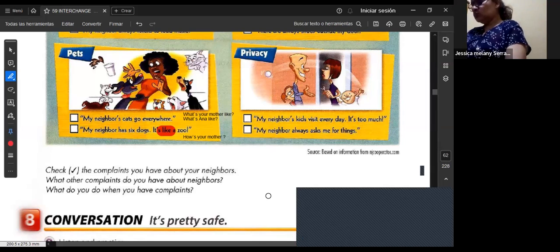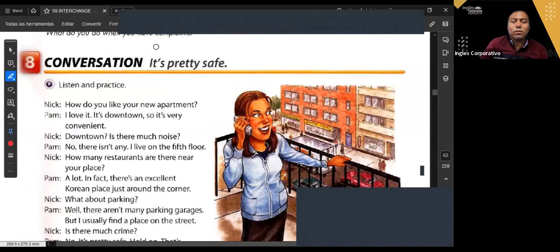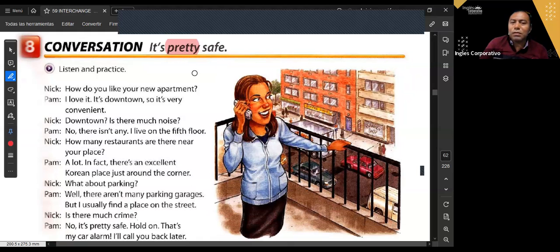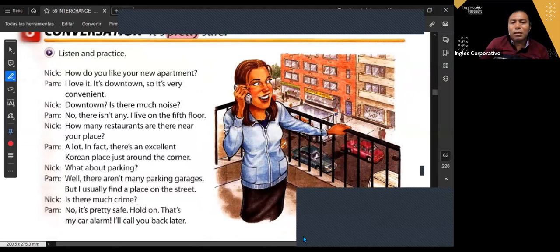Now you're going to listen and read. Now you're going to listen, it's pretty safe, es muy seguro. En este caso, pretty no significa bonita, significa muy. Esto es muy seguro, ¿verdad? ¿Cómo vamos a saber cuándo es bonito y cuándo es seguro? Por el contexto. For the context, you're going to know that pretty is about beautiful, or pretty is about comparison, right? Okay, now listen.